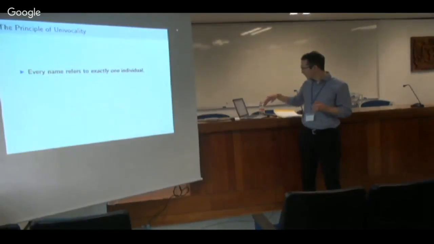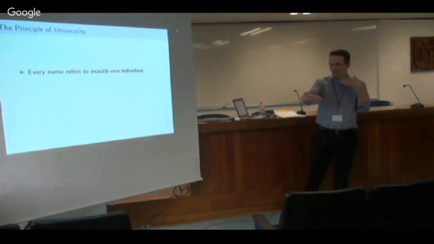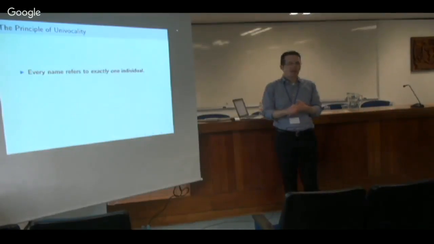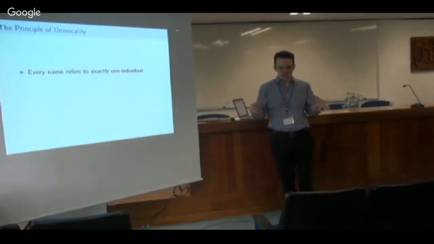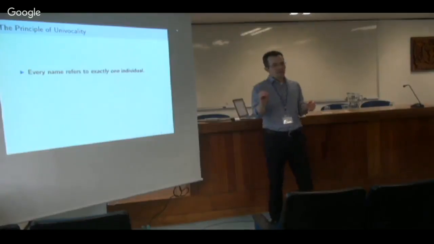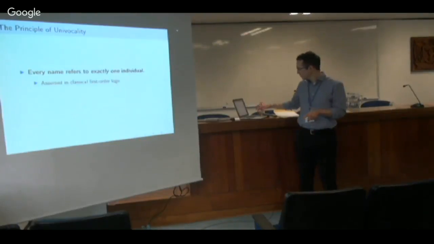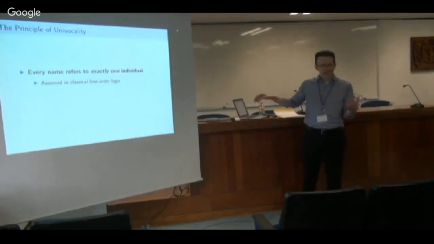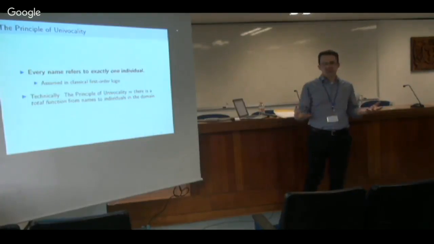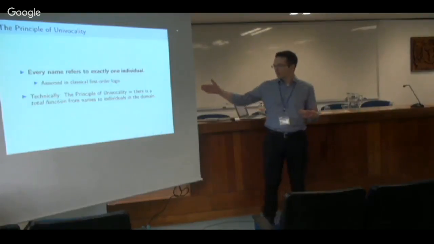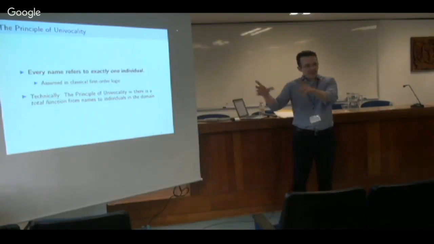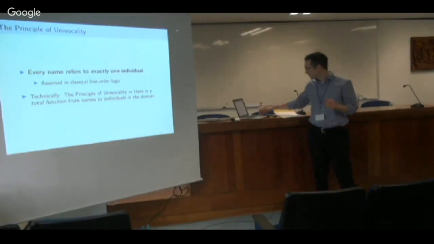Okay, so let's step back a second and have something a bit more abstract. So the principle of univocality, Carnap introduces this in Meaning and Necessity, but the idea is codified in every classical logic textbook. Every name in a logically proper language refers to exactly one individual. When that condition is met, the principle of univocality is met. As I said, it's assumed in classical first-order logic. And if you want to do it mathematically, we can say the principle of univocality states there is a total function from names in the language to individuals in the domain of discourse.